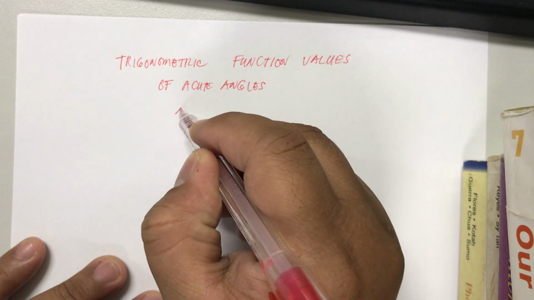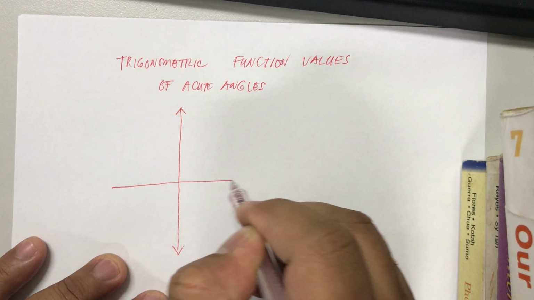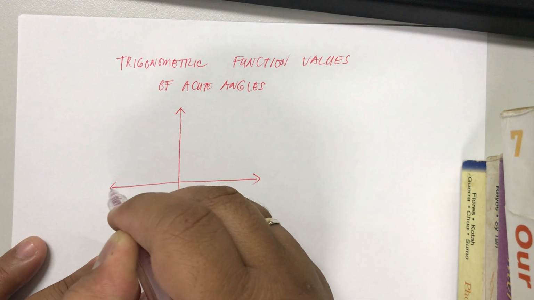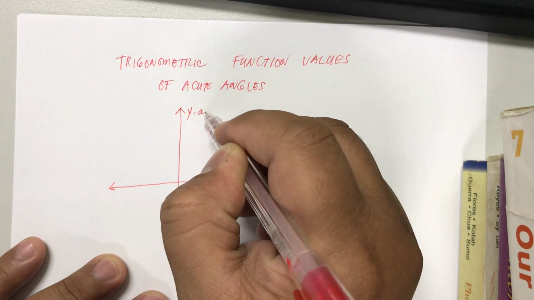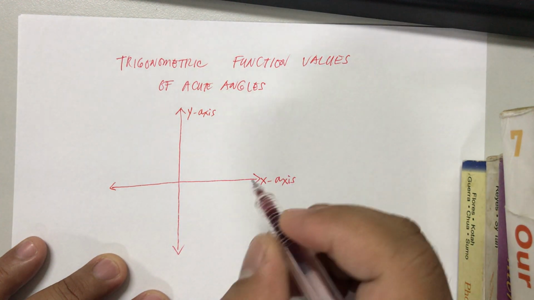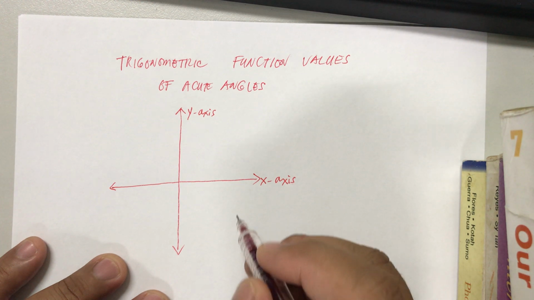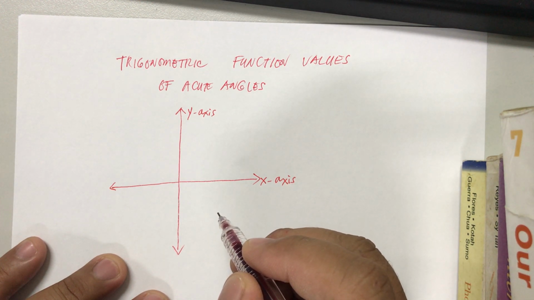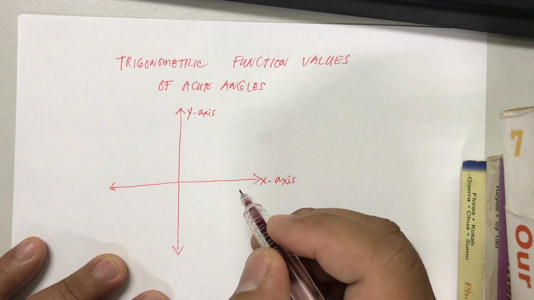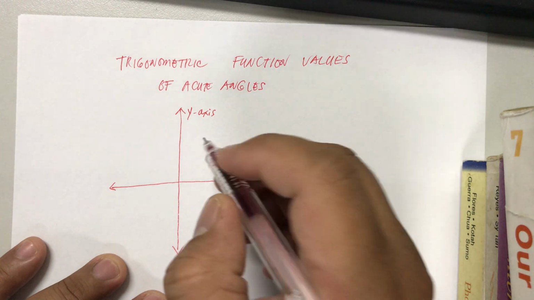So, always label which is the x-axis and which is the y-axis. Again, an angle is in standard position if its vertex is at the origin and its initial side lies on the positive x-axis. For example, if the terminal side of angle theta is found in quadrant 1.